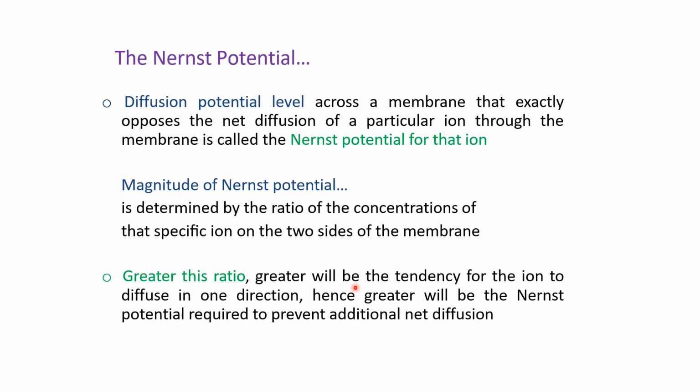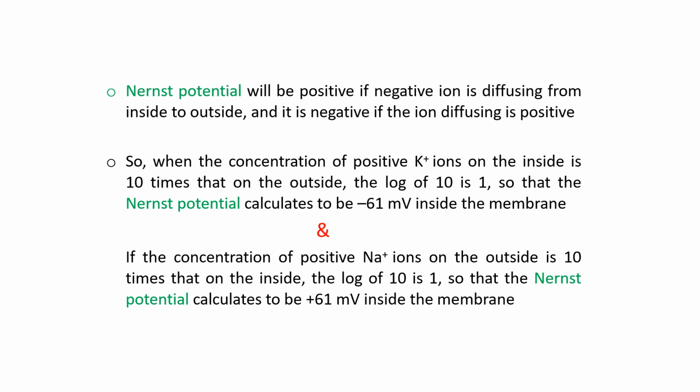The greater this ratio, the greater will be the tendency for the ion to diffuse in one direction. Hence, the greater will be the Nernst potential required to prevent additional net diffusion. This potential will be positive if a negative ion is diffusing from inside to outside, and negative if the ion diffusing is positive. When the concentration of positive ions inside is 10 times that outside, log of 10 is 1, so the Nernst potential calculates to be minus 61 inside the membrane. And if the concentration of positive sodium ions outside is 10 times that inside, log of 10 is 1, so the Nernst potential calculates to be plus 61 inside.